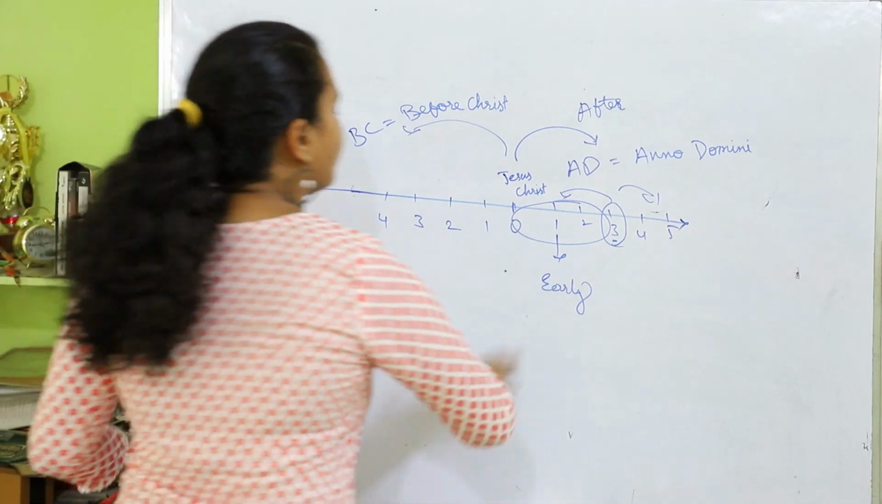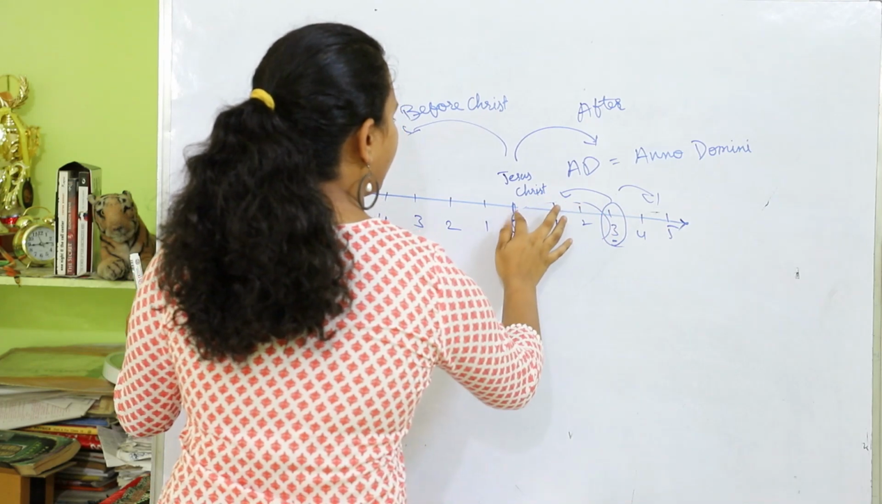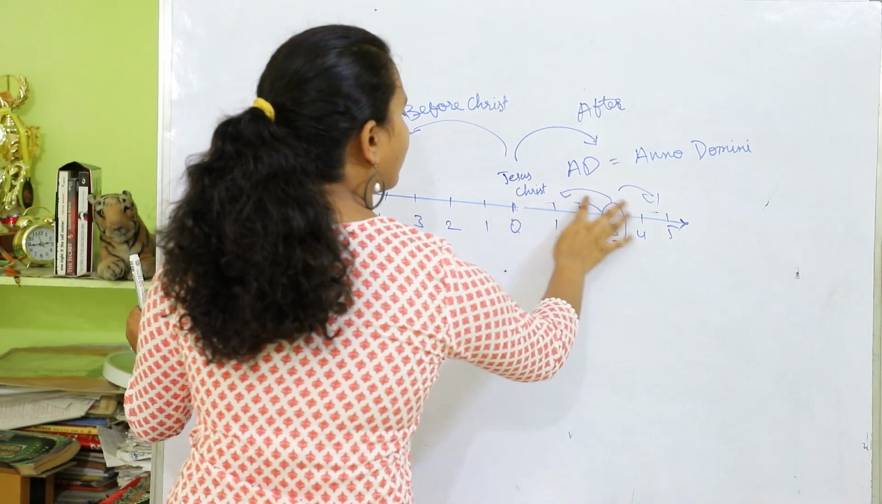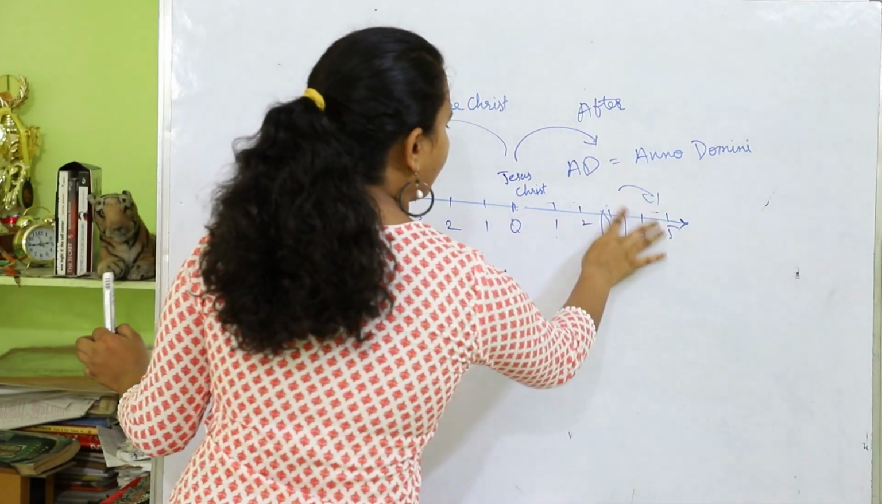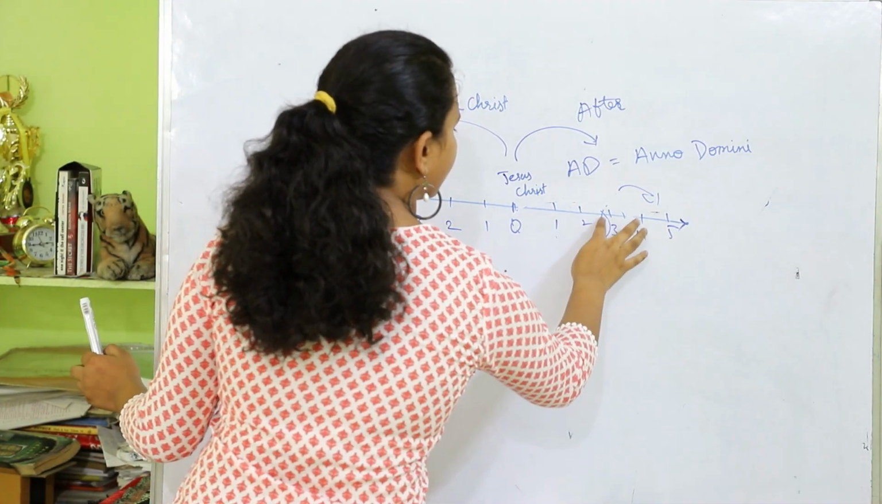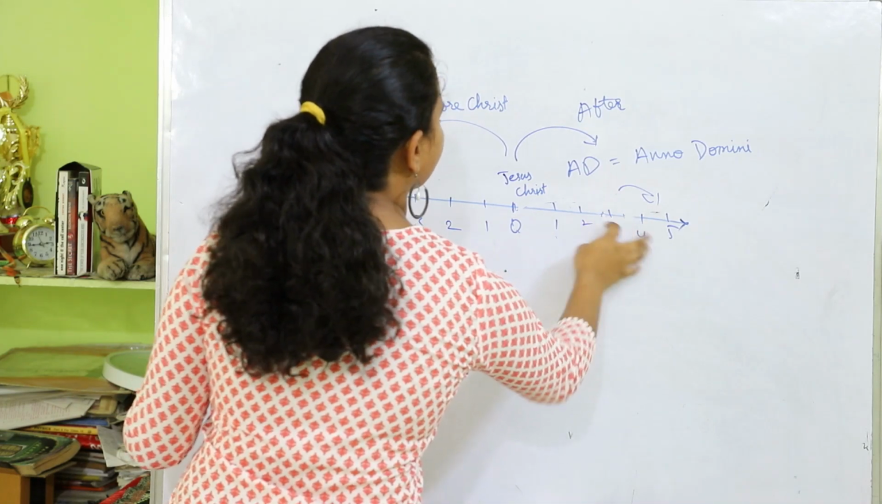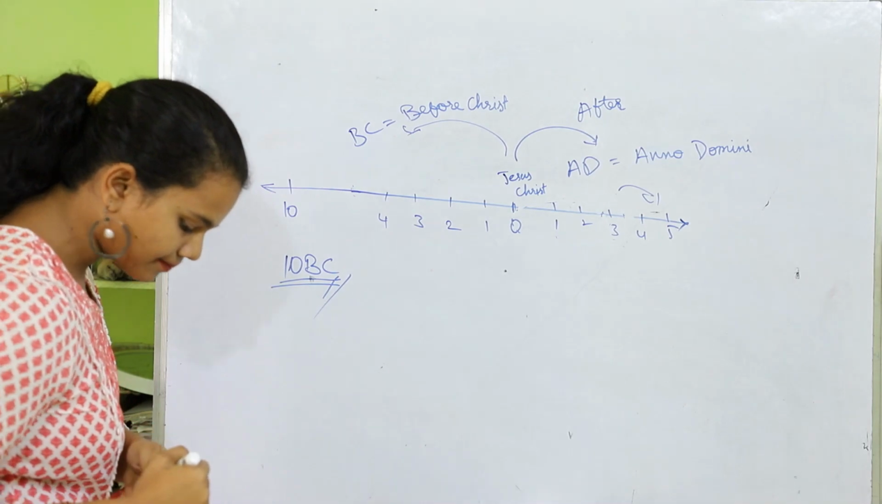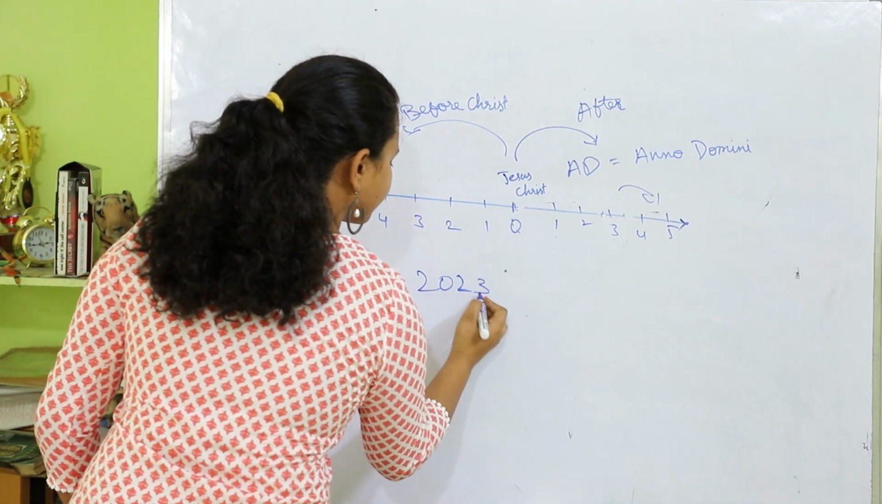Okay, now coming back to it, let us read this Roman Empire. Now here, have you wondered, at present, in which year we are living in? We are living in 2023, right? We are living in 2023.